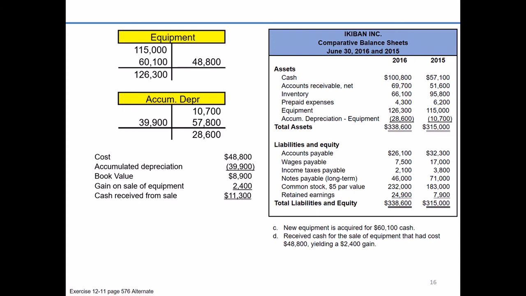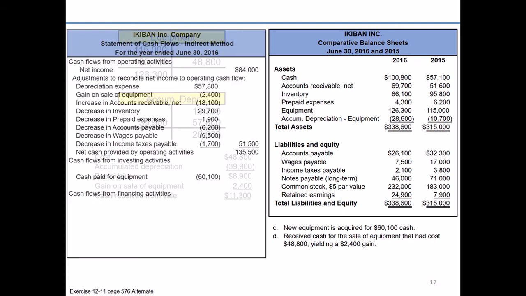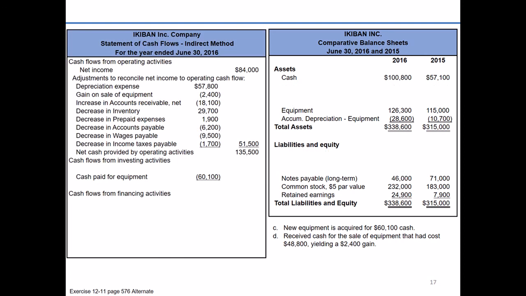I know a lot of work to get to that figure, but you know what? Sometimes that's what you have to do. And you can expect you might see things like this creep up both on your homework and also on your exam. So be familiar with it. So finally, getting back to our investing section, all that work to determine that the cash received from the sale of equipment is $11,300. A lot of work, right?